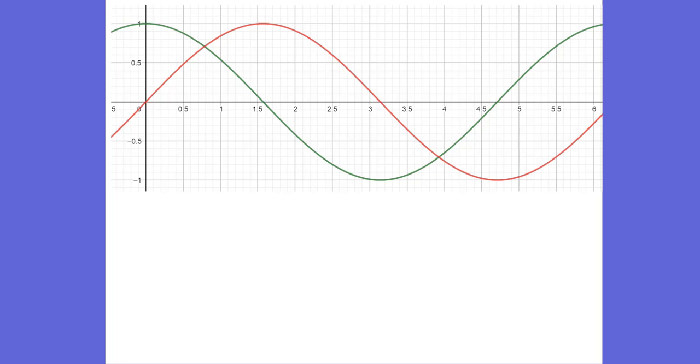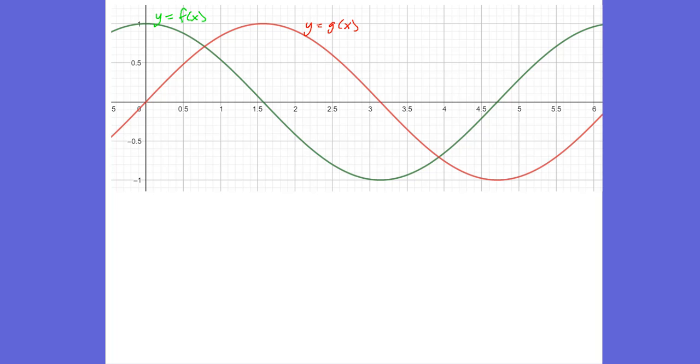So let's take a look at this function right here. We have a sine function in red and a cosine function in green. Let's call this one up top y equals f of x, the green one. The red one, this sine function right here, we'll call g of x.